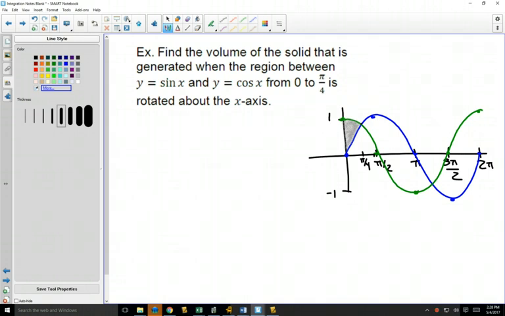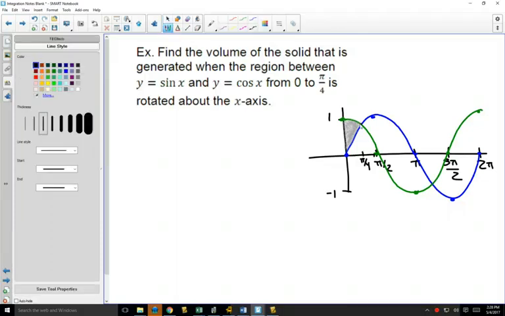Now if we take that part in between the sine curve and the cos curve, or in between the cos curve and the sine curve, and rotated it 360, what kind of shape would that make? How would you describe that?